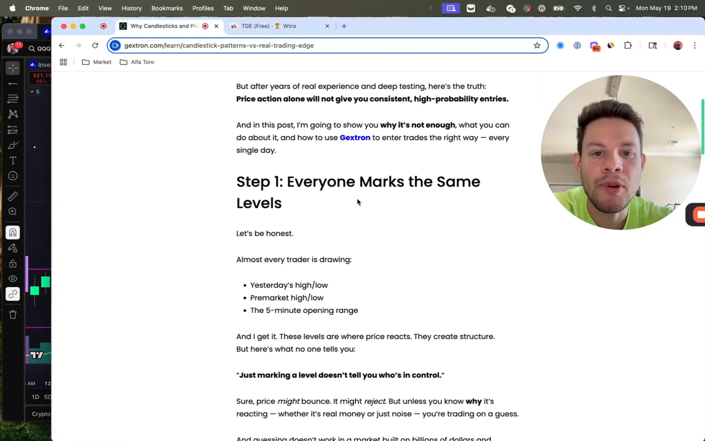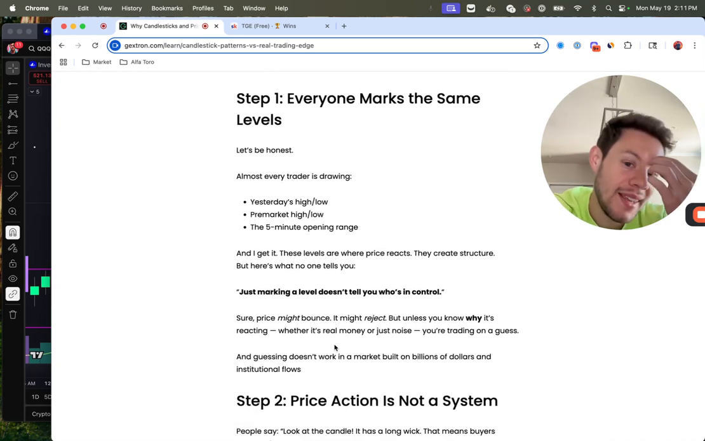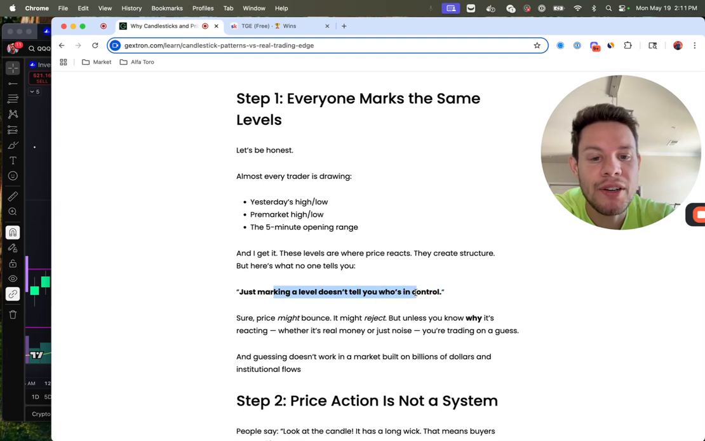So step one: everyone marks the same levels. Let's be honest, almost every trader is drawing yesterday's highs and lows, pre-market highs and lows, and the 5-minute opening range, what they call the ORB strategy. If everybody's marking the same thing, theoretically everybody would be rich. It wouldn't make any sense. Actually, profits would probably dry up. Just marking a level doesn't tell you who's in control. Sure, price may bounce, but it may reject, and unless you know why it's reacting.